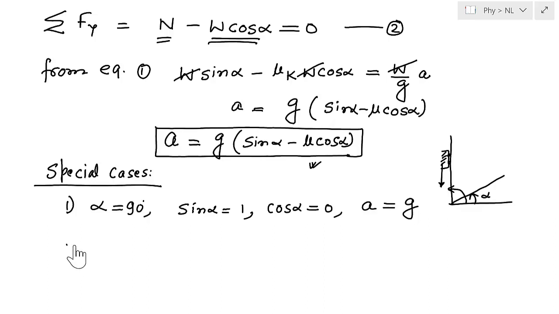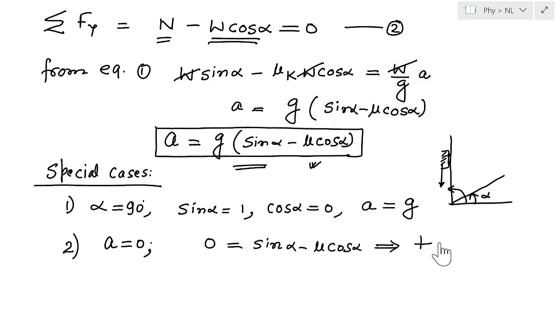Now the second special case, when you will have acceleration equal to 0. This means the toboggan will move with a constant velocity. So for that, you should have 0 is equal to sine alpha minus mu cos alpha. So what I am doing, I am simply equating this expression equal to 0. So from here I can say tan alpha is equal to mu. Or we can also say alpha is equal to arctan or tan inverse mu.